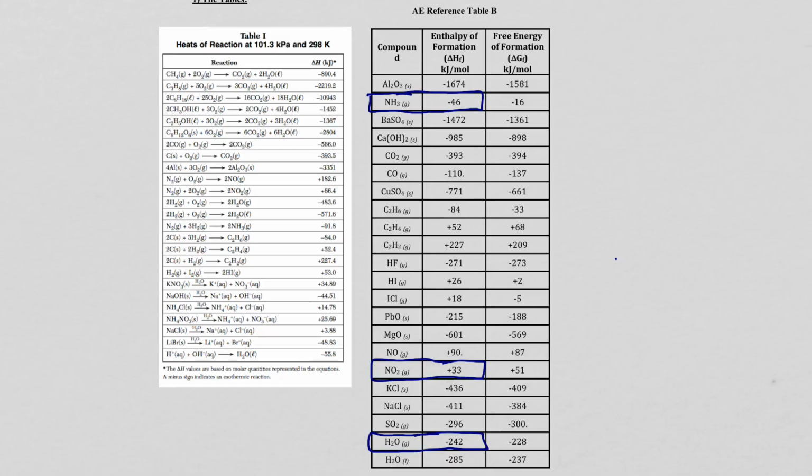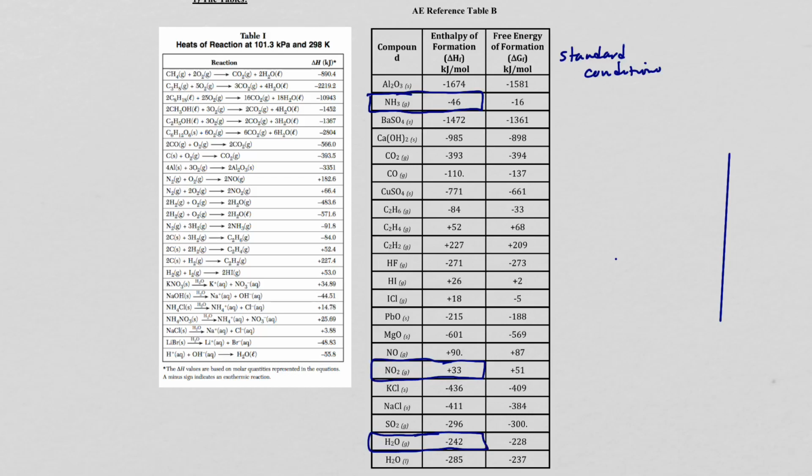So if we take a quick look again at reference table B, this is all data that is measured at standard conditions, and it doesn't really matter what those conditions are. I think it's 0 degrees Celsius and 1 atmosphere. But those are the kind of problems that we'll be working with anyway.